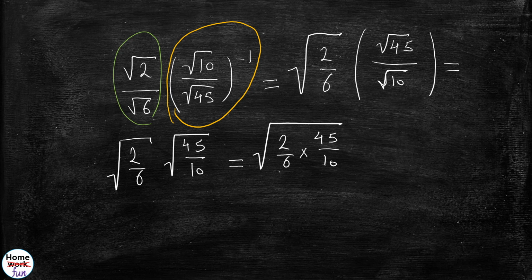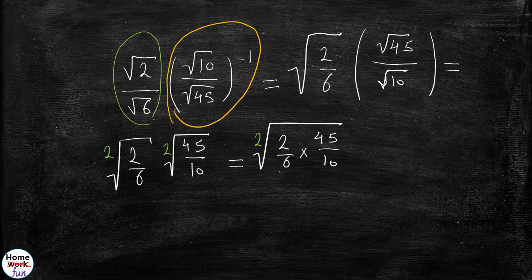Why? How come I could do that? Because the degree of these roots were the same. They both were square roots, second degree roots. Okay. So now let's just simplify these numbers, normal fractions.